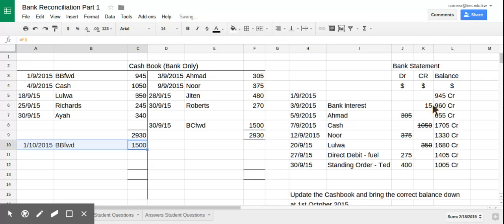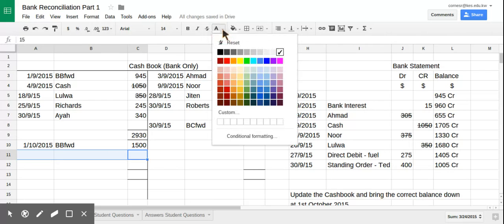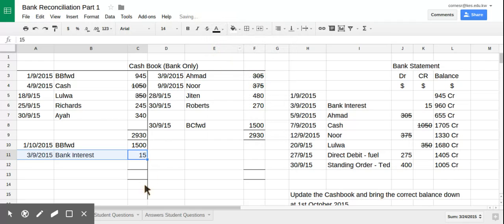However, what we do now know is we've got a credit entry here for bank interest, and because it's a credit entry, we need to debit the cash book. So that means we've actually received some interest. So that's going to be interest received of $15. So now that's going to appear in both. So that's okay. We can tick that one off.